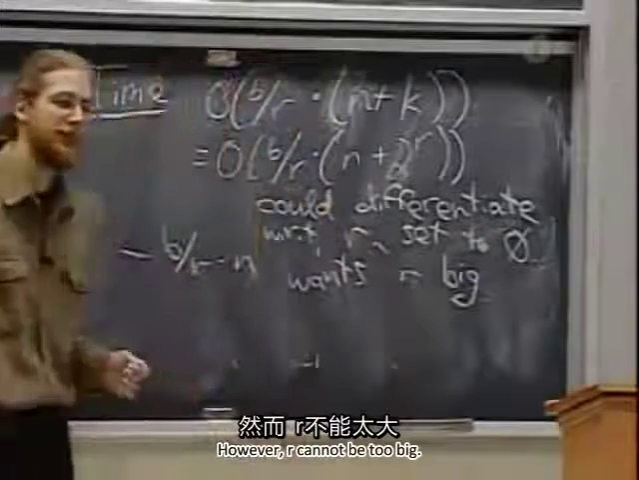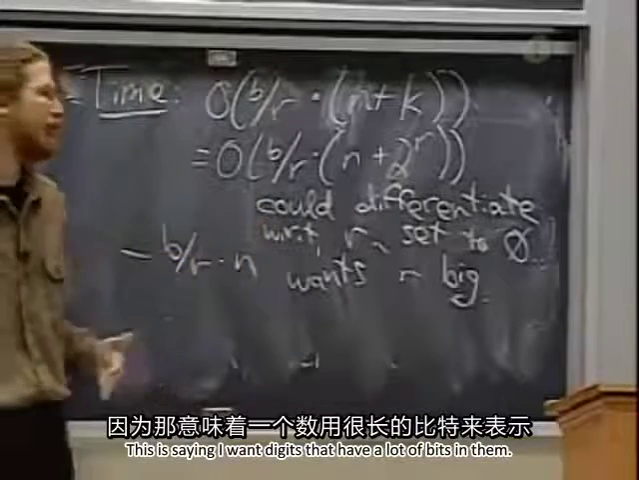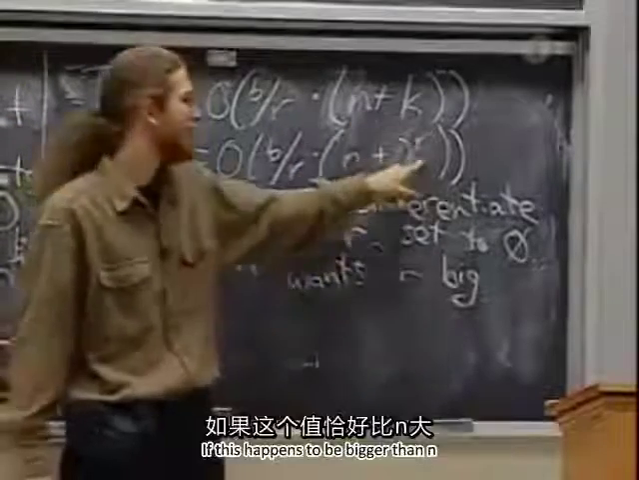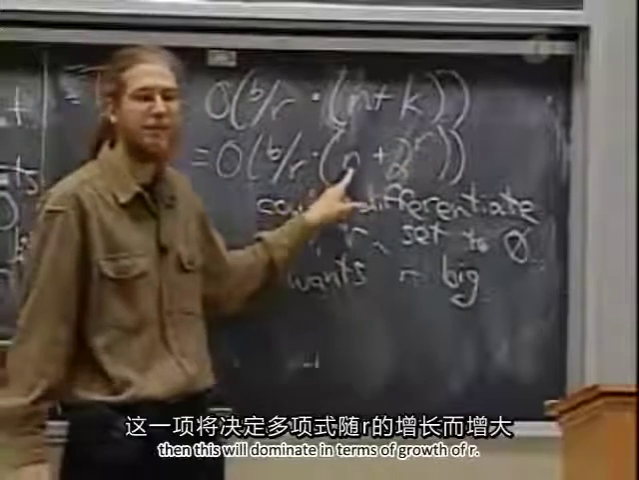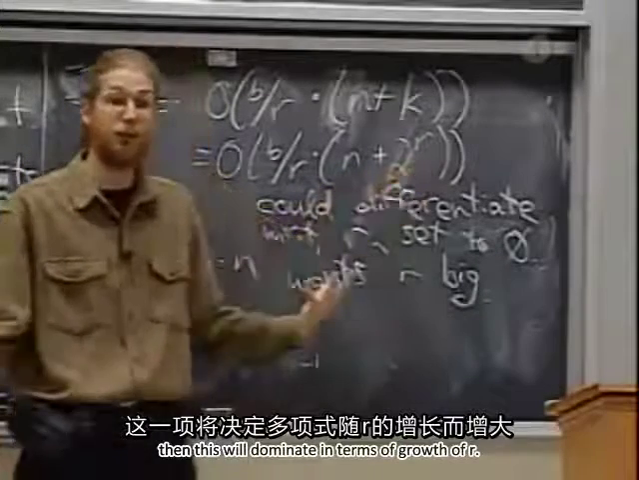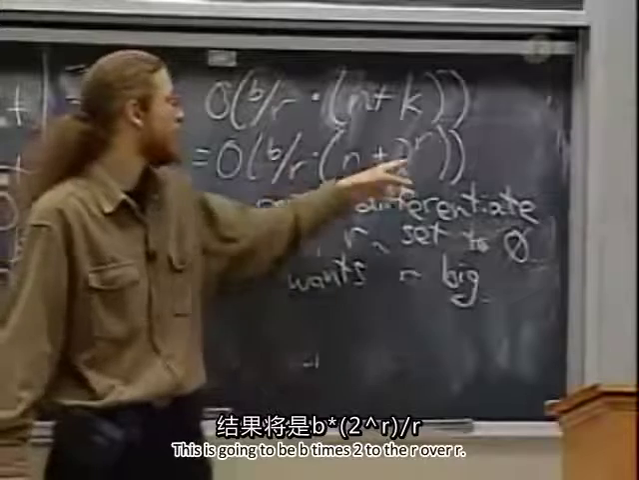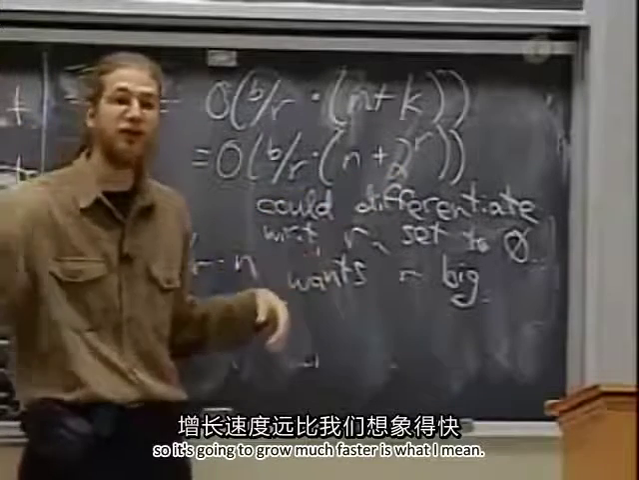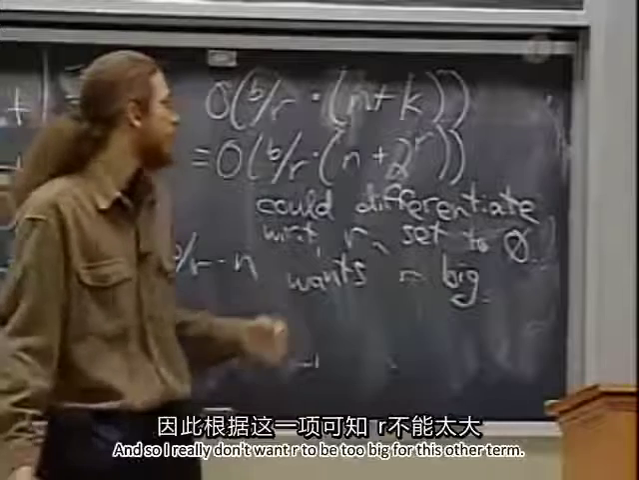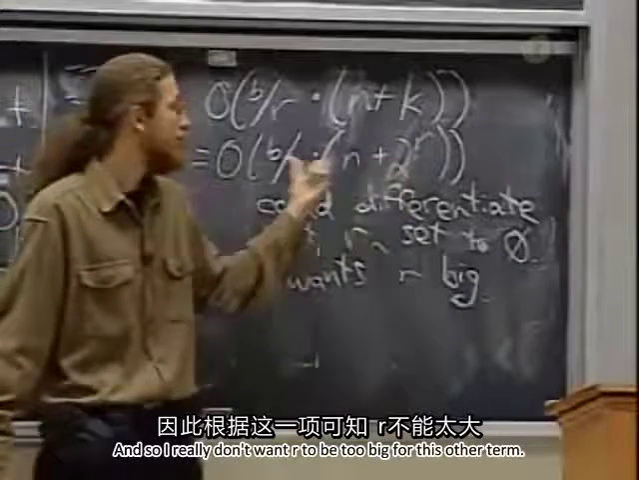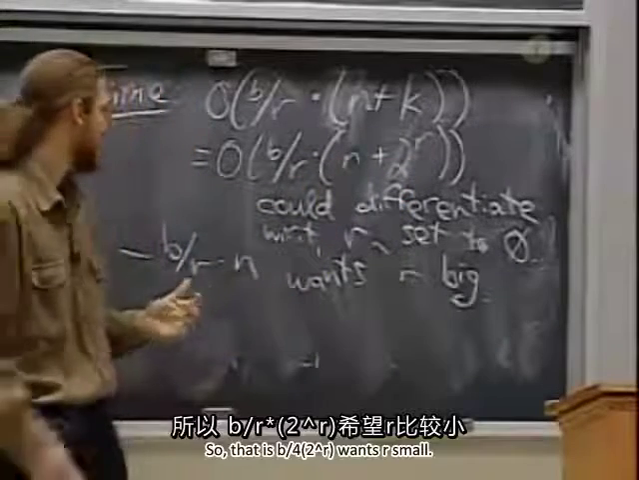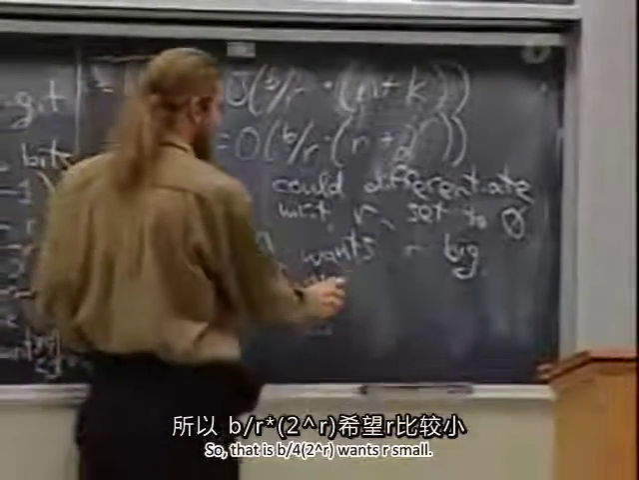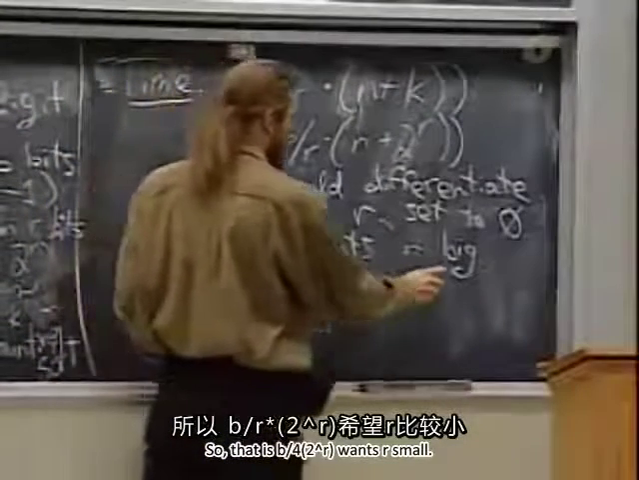However, r can't be too big. So this is saying I want digits that have a lot of bits in them. Can't be too big because there's this 2 to the r term out here. So if this happens to be bigger than n, then this will dominate in terms of growth of r. This is going to be b times 2 to the r over r. 2 to the r is much, much bigger than r, so it's going to grow much faster. That's what I mean. And so I really don't want r to be too big for this other term. So that's b over r times 2 to the r wants r small.